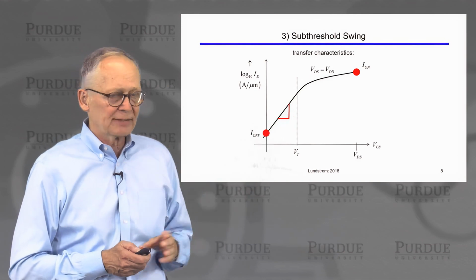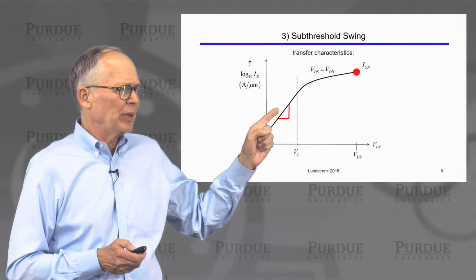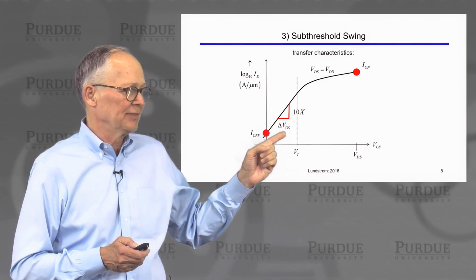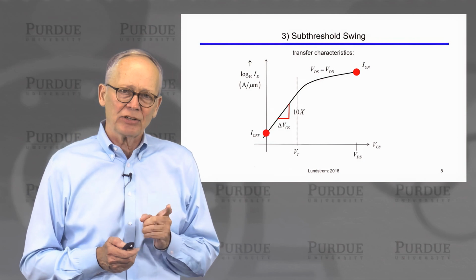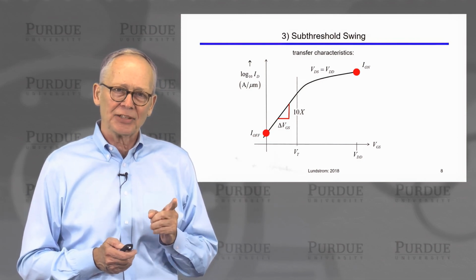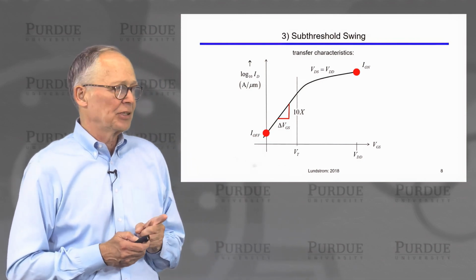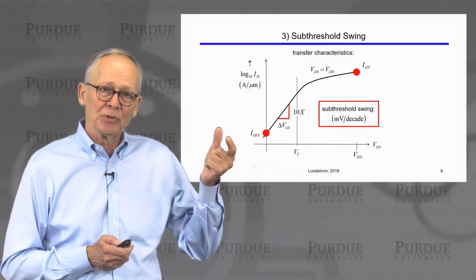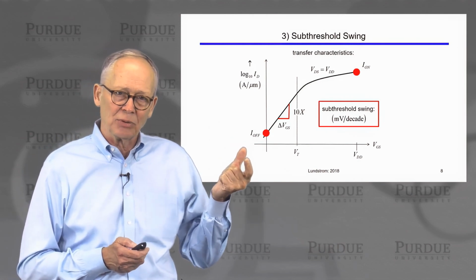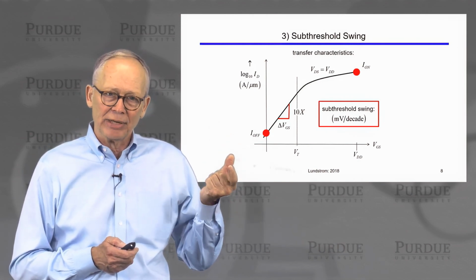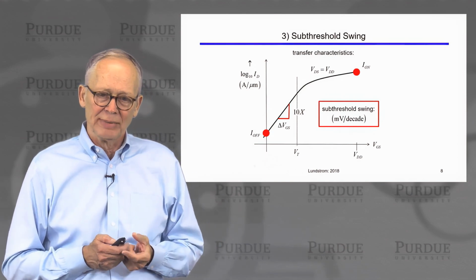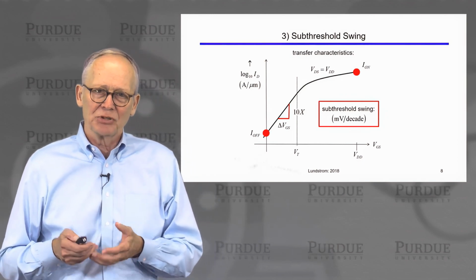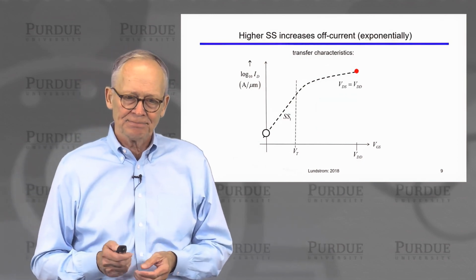So if we look here in the subthreshold regime, and if we ask ourselves, how much do we have to increase the gate voltage, delta VG, in order to increase the current in the subthreshold regime by a factor of 10? That's the subthreshold swing. So we define the subthreshold swing as being the number of millivolts we need to increase the gate voltage by in order to increase the drain current a factor of 10, an order of magnitude. We typically quote it in millivolts of gate voltage increase per decade of drain current increase.